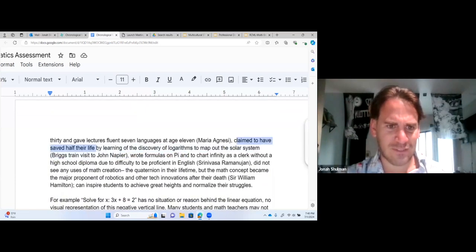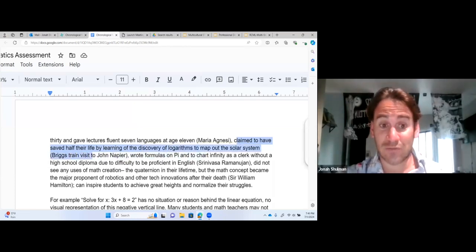Someone claimed to have half their life saved by learning the discovery of logarithms to map out the solar system. This is when Briggs took a train to visit John Napier, which is a cool story that I mentioned earlier. Someone wrote formulas of pi and charted infinity as a clerk without a high school diploma due to difficulty with English. That's Ramanujan.